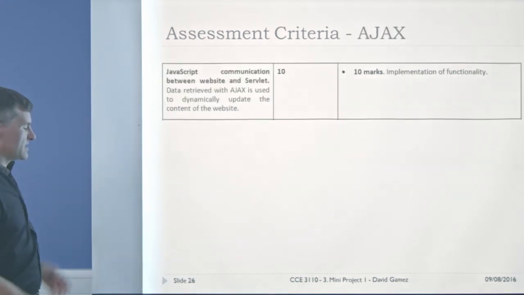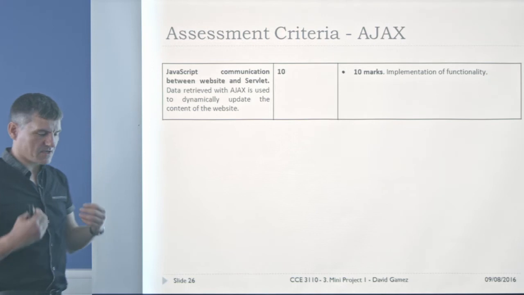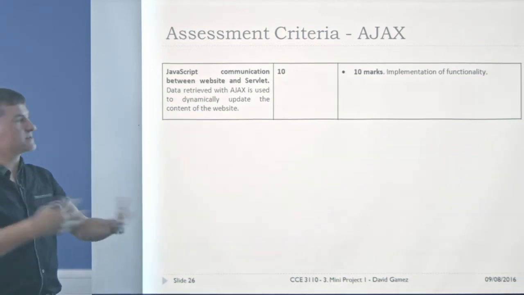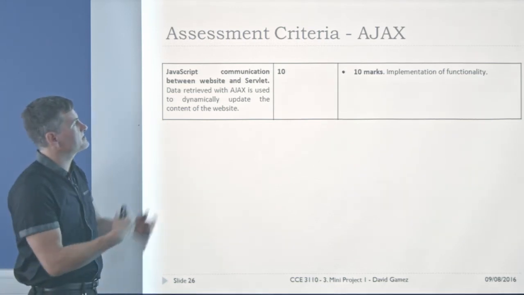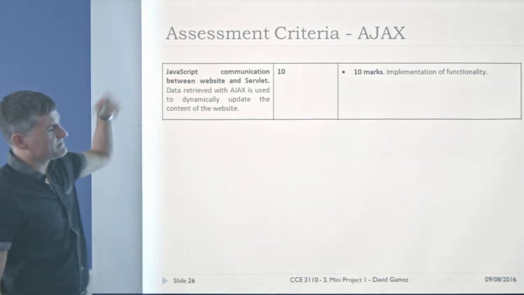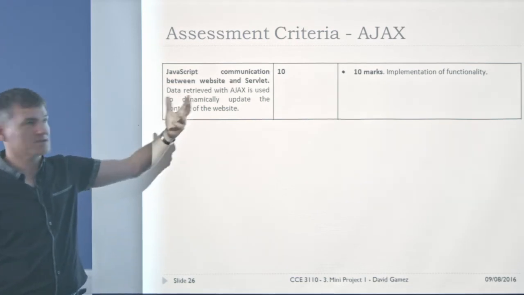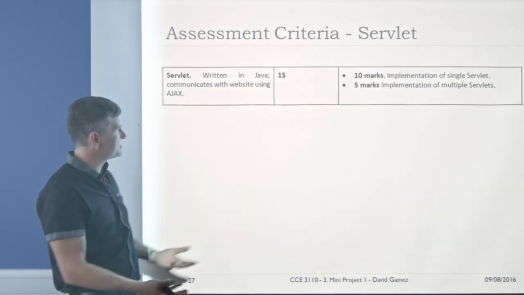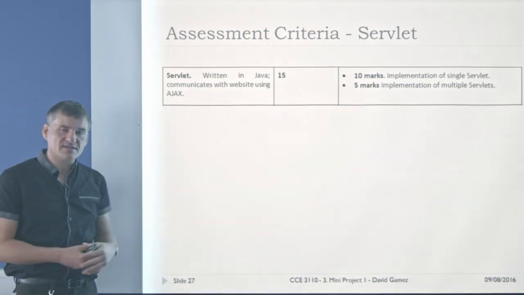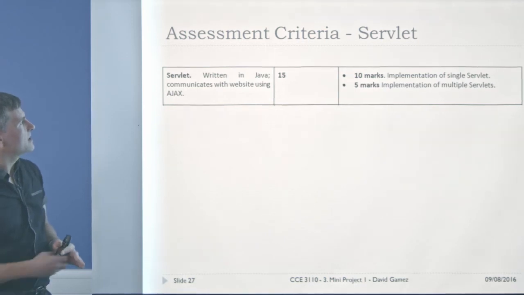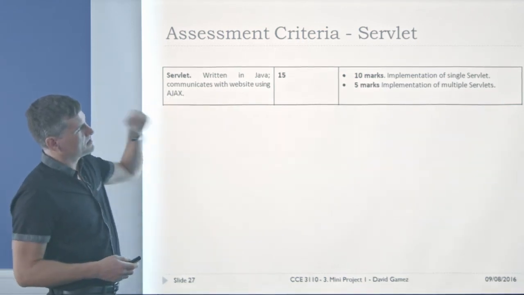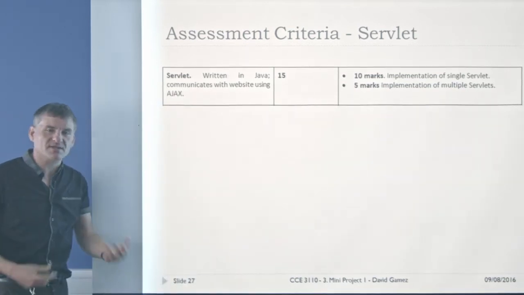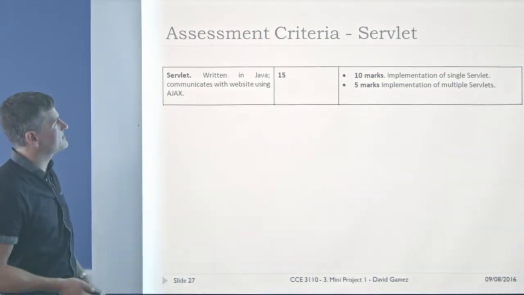Then we've got Ajax. Ajax is a communication mechanism that uses JavaScript, and JavaScript can pull data from web services or other stuff, web pages, whatever. So we're going to use Ajax for this website, the front end, to talk to the servlet. And so there's 10 marks for implementing that functionality. Then the servlet itself, I'm going to give you a talk on servlets in 1 or 2 lectures. And so, 10 marks for implementing one servlet, and if you've got multiple servlets, more complex data sources, this kind of stuff, then you can get an extra 5 marks for that.